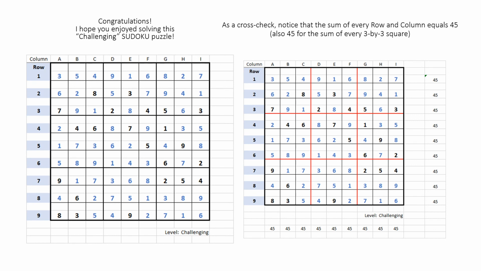Congratulations! I hope you enjoyed solving this challenging Sudoku puzzle. As a cross-check, notice that the sum of every row and column equals 45. Also 45 for the sum of every 3 by 3 square.